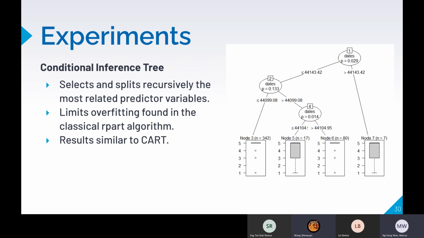Another experiment we use is the conditional tree, which selects and splits recursively the most related predictor variables. It helps limit the overfitting found in the classical RPART algorithms, and the result here, we can see, is similar to the cut that we used in the previous experiment. You can see that the second and third bars consist of the lower ratings from 3 to 5. The n equals 17 and n equals 7 in the fourth one.